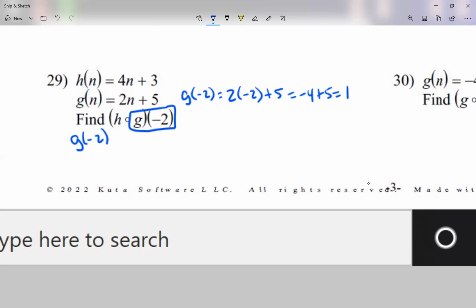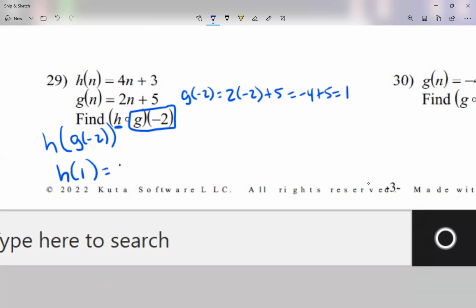Now, I'm going to do the h of that. I'm going to find out what's h of 1. And I'm calling it h because that's the letter that it's outside. So some people write this as h of g of -2. So you have to do the g of -2 first. And whatever value you get for that, in this case 1, we're going to do it to the h. So I have to find out what's h of 1. All right, h of 1 is basically 4 times 1 plus 3. Or 4 plus 3, which is just better known as 7.